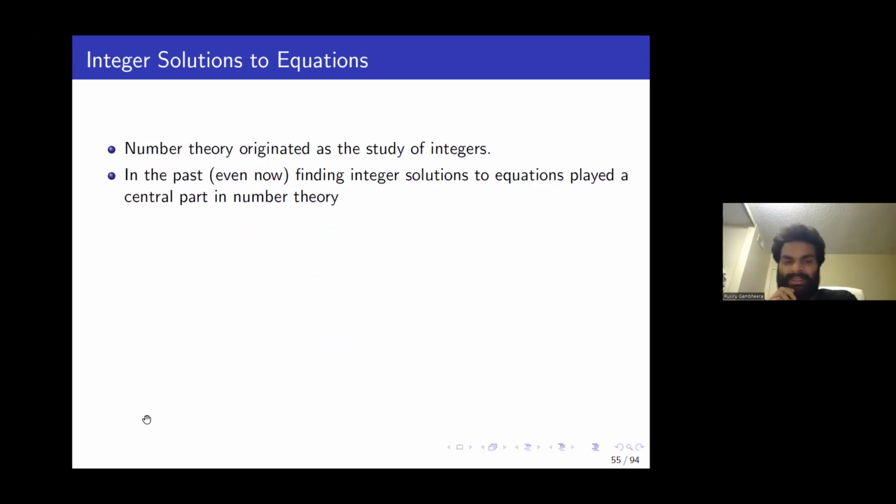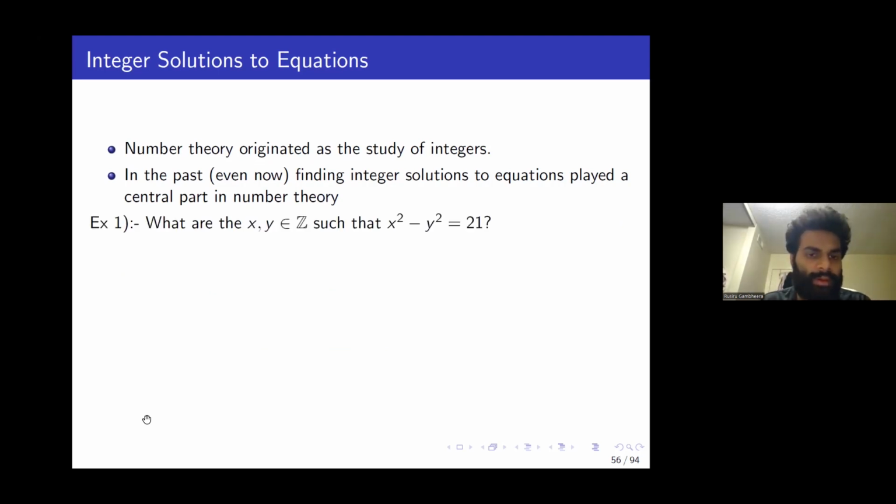In the past and even now, solving equations played a central part in number theory. Examples being Fermat's last theorem, right? Let's do an example, okay? The first example in today's class. You have this equation, okay? x squared minus y squared equals 21.